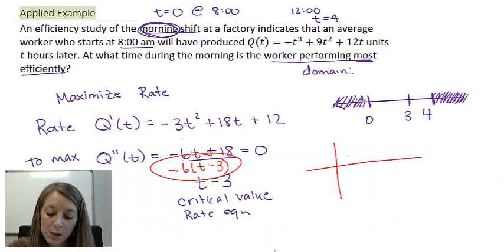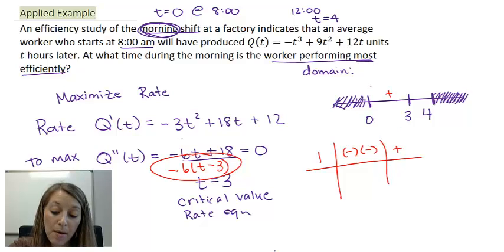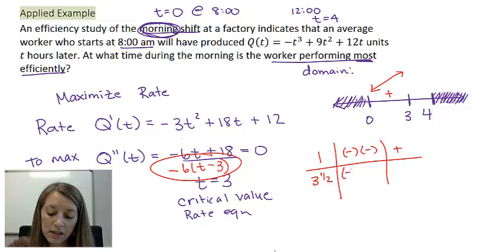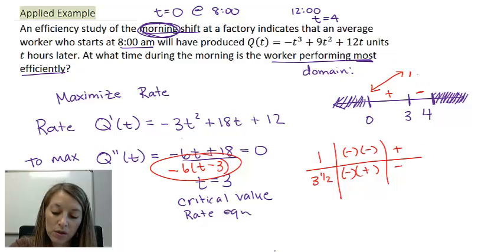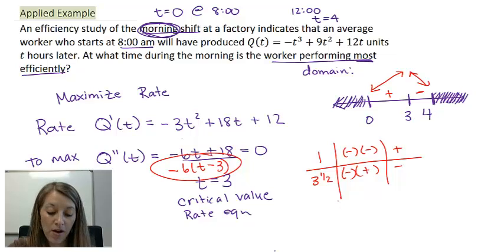If I plug in a test point of 1 or 2, that gives me my negative 6 times a negative value, which gives me a positive value, which tells me that my rate equation is increasing between 0 and 3. If I were to plug in something between 3 and 4, like 3.5, my negative 6 still stays negative, but positive 3.5 minus 3 gives me a positive, so this is negative or decreasing. So that confirms that 3 is a maximum value.